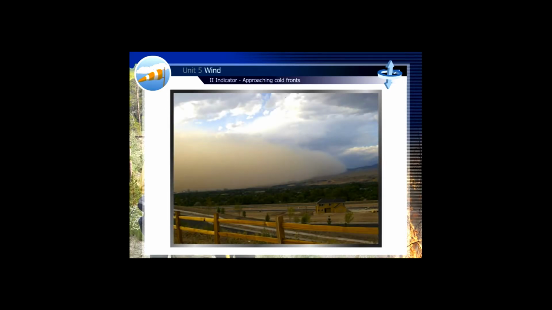Look for a squall line of thunderstorms or wall of dust as a visual indicator. A dry cold front does not have a squall line, but may typically cause a shift in wind direction, increase wind speed, and a minor decrease in temperature.